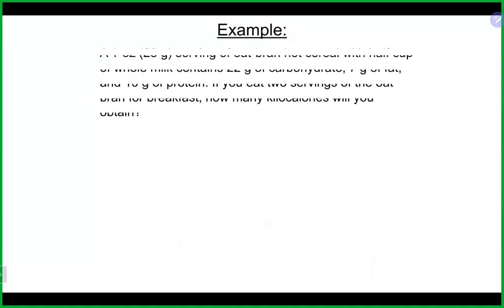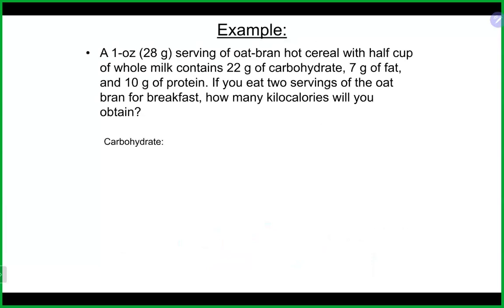So let's just say we did have 1 ounce of some cereal with some milk, and it contained 22 grams of carbohydrates, 7 grams of fat, and 10 grams of protein. And we want to know how many calories, which is again nutritional calories or kilocalories, we had if we ate 2 servings. So basically what we do is we take our grams of carbohydrates and multiply it by the caloric value for carbohydrates.